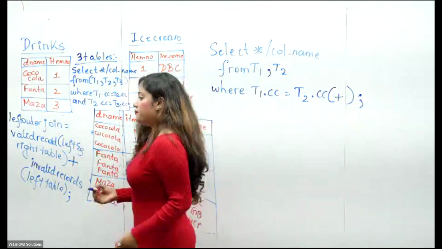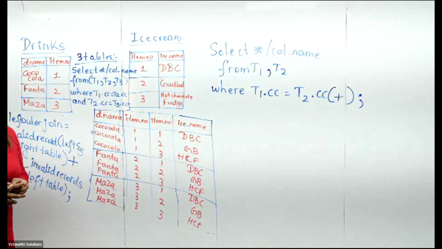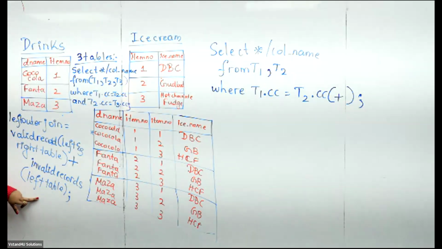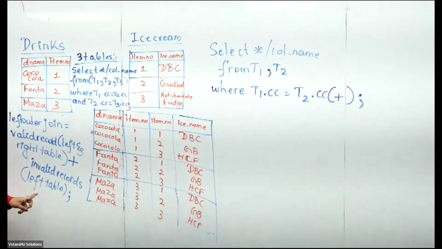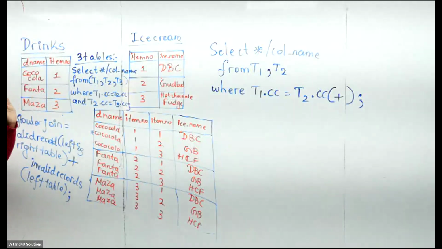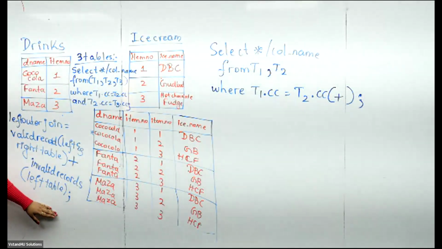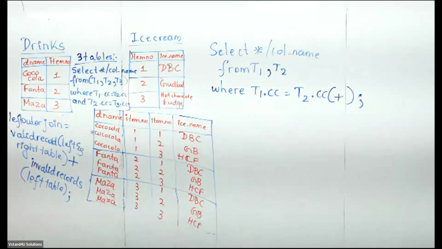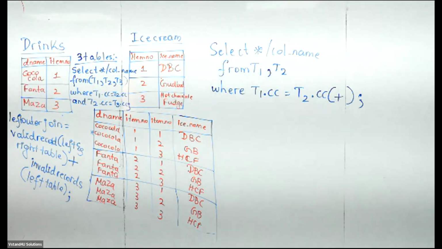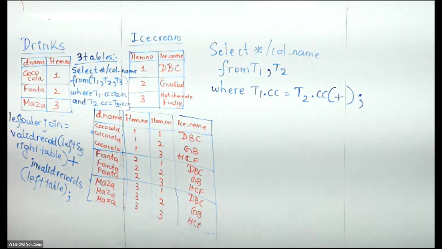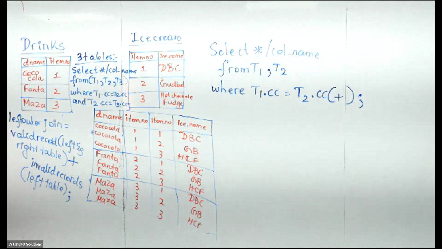What do you mean by this plus symbol? According to this, what are they telling? Invalid records of left table. Wherever the plus symbol is there, it indicates that you are mentioning only the left side of the table. That is for left join. For right join, you will just mention the plus symbol towards your right side.